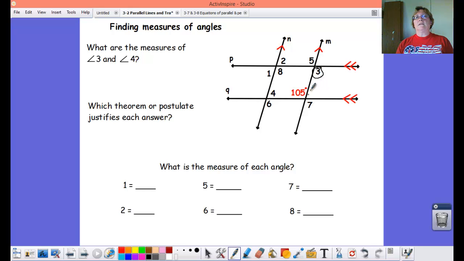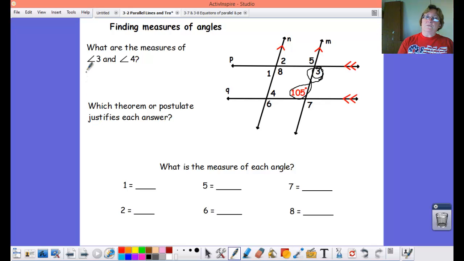All we know is this 105. So if we can figure out what kind of angles those two are, it will help us. Yeah, what are they? Let's see. P and Q are the two lines. M is working as the transversal here. They're on opposite sides in between P and Q. You guys, those are alternate.